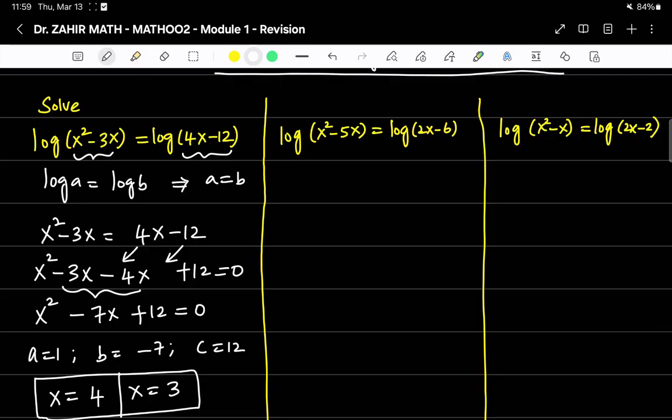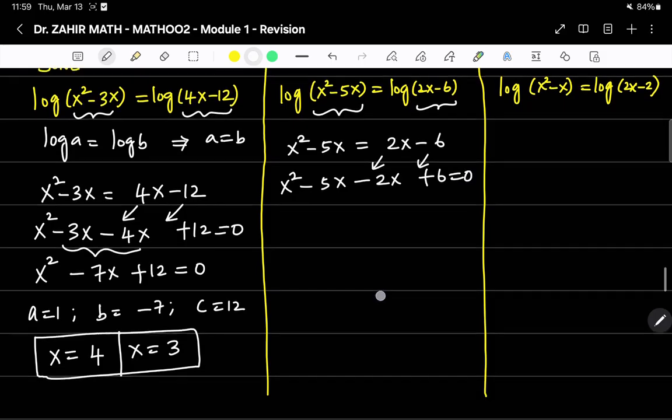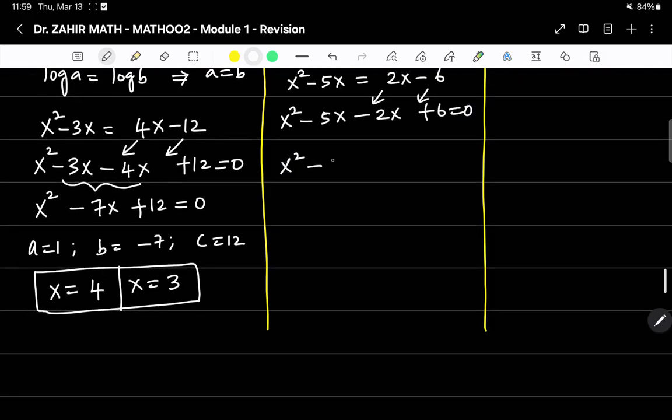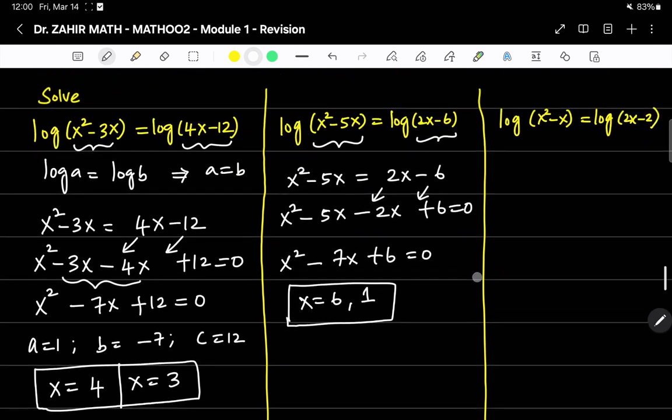Next, I'm going for the next question, where A equals B. So x² − 5x = 2x − 6. Bringing terms over, x² − 5x − 2x + 6 = 0, so this becomes x² − 7x + 6 = 0. You go to the equation mode, enter 1, −7 and 6, and x = 6 and x = 1.